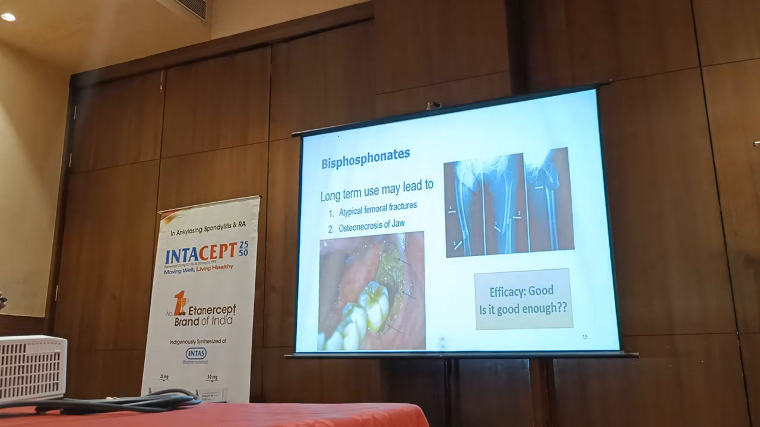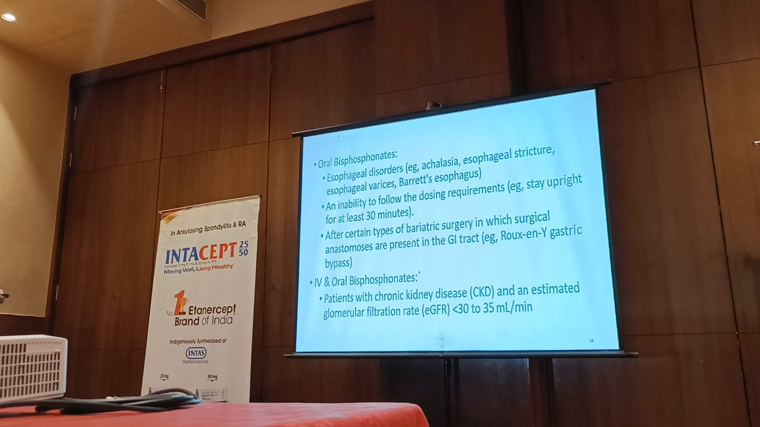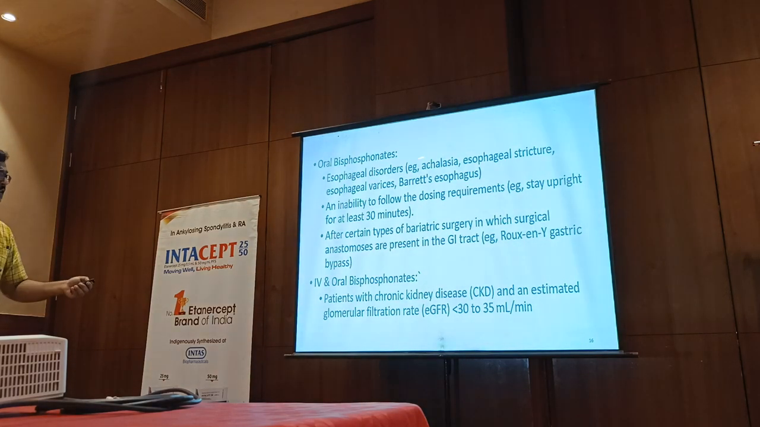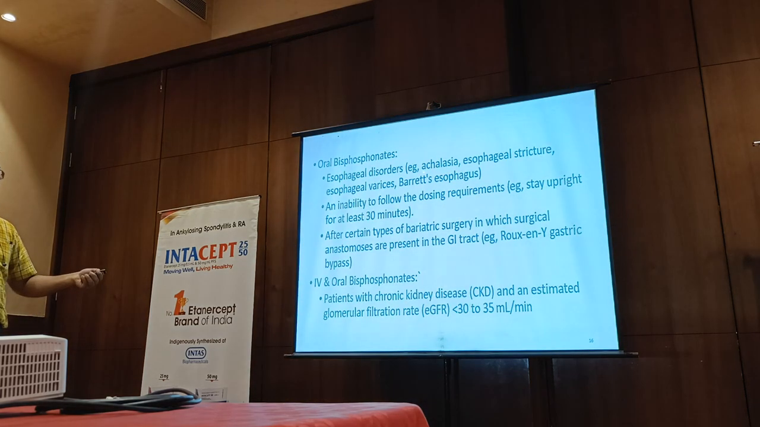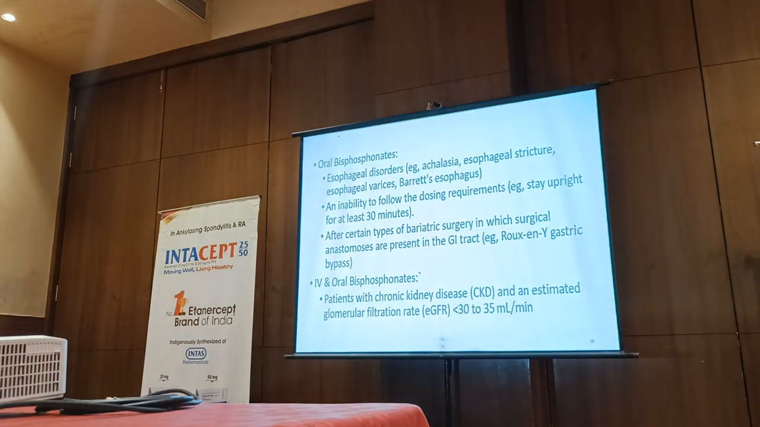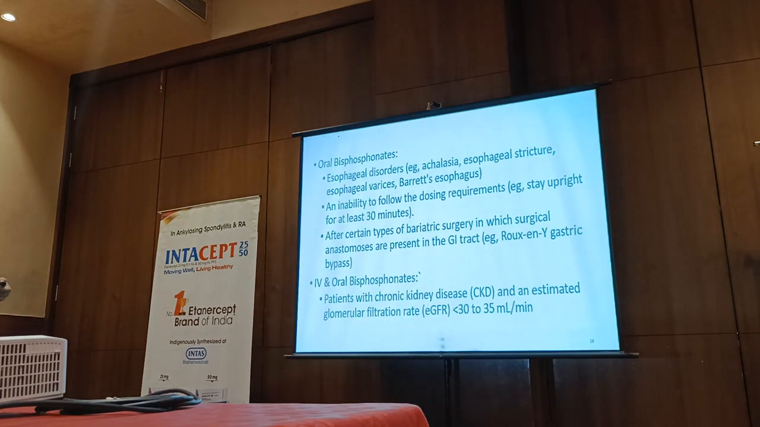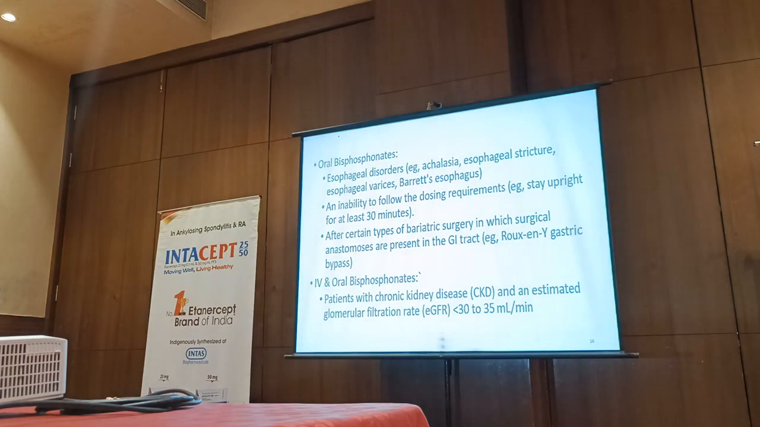So is it a good enough drug for osteoporosis? Oral bisphosphonates are alendronate, ibandronate. Here, with esophageal disorders you cannot give it: achalasia, esophageal stricture, esophageal varices, Barrett esophagus. Unfortunately, these different esophageal diseases may remain undiagnosed. You hardly diagnose achalasia in an aged patient. You hardly diagnose esophageal varices in a patient who is sometimes an alcoholic, and Barrett esophagus as well. Until and unless you do an endoscopy, it is very difficult to diagnose by clinical means. So there lies the problem.